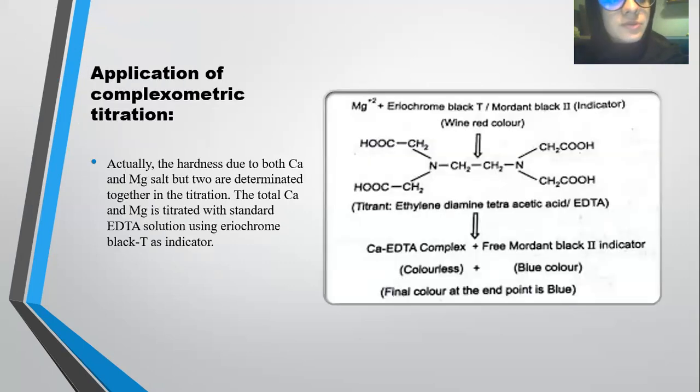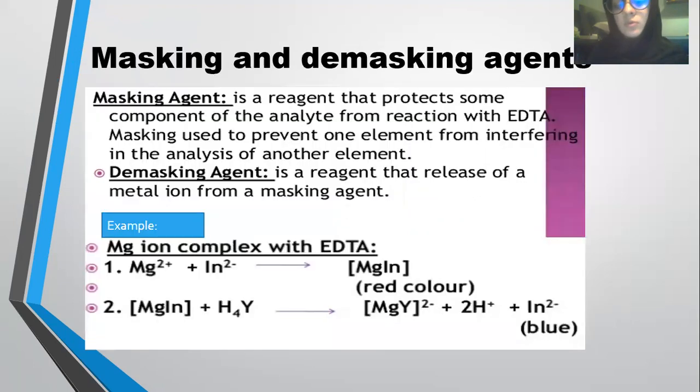Application of complexometric titration: the hardness due to calcium and magnesium is determined together in the titration. The total calcium and magnesium is titrated with the EDTA solution using Eriochrome Black T as an indicator. Here is the Eriochrome Black T indicator. It is wine red, and with ethylenediaminetetraacetic acid it changes from wine red to blue. The endpoint after the titration is blue.